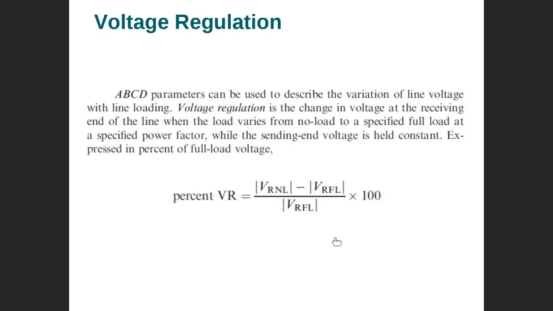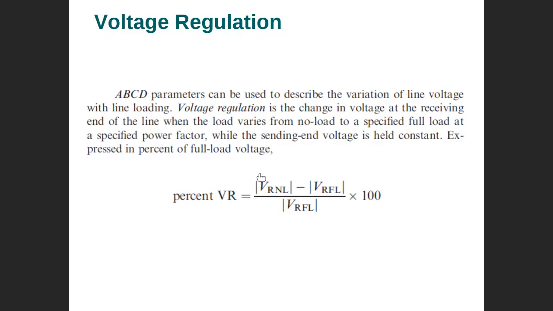Another advantage of ABCD parameters is that we can use them to find the voltage regulation. ABCD can be used to describe the variation of line voltage with the line loading. What is voltage regulation? Voltage regulation is about the receiving end voltage. This is the percent voltage regulation, called VR.